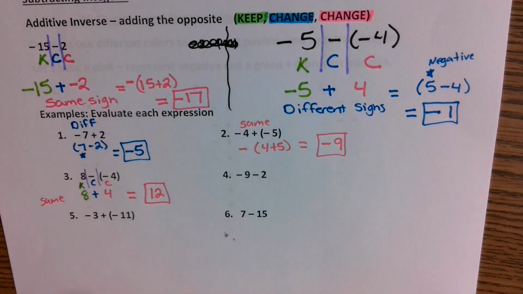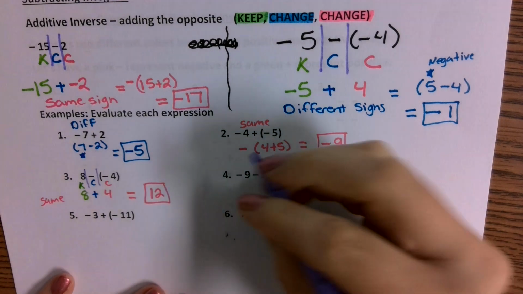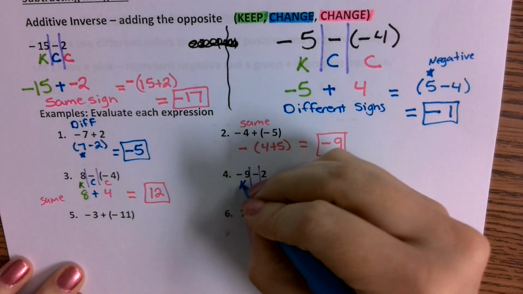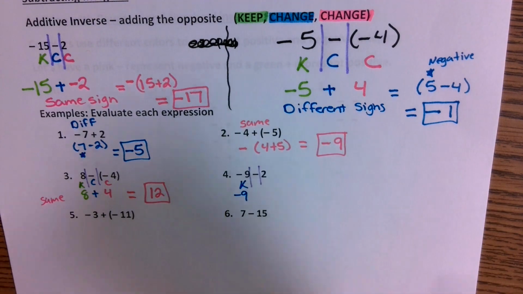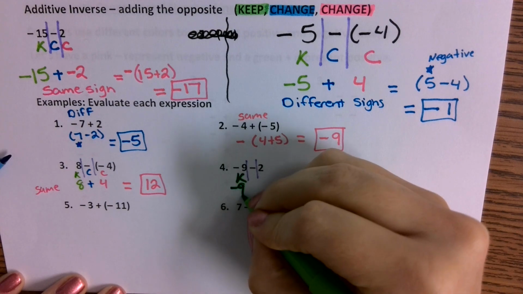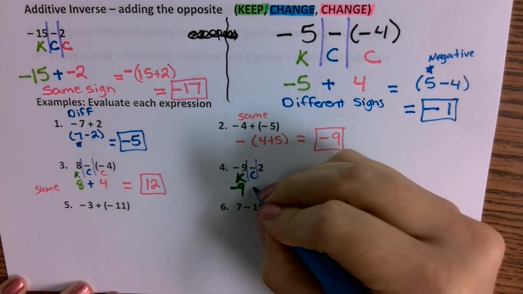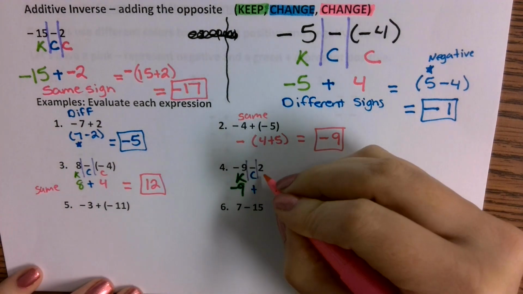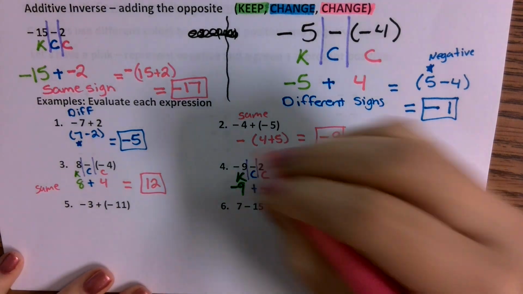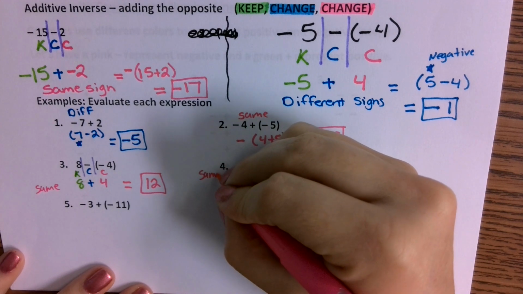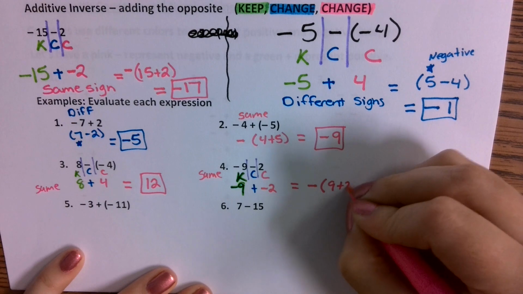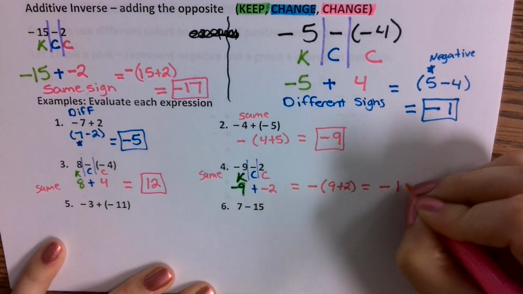Problem number 4, again, they are subtraction. So I'm going to split this into the parts, and I'm going to keep my -9. I'm going to change to addition, and I'm going to change to a -2. So I now have -9 plus -2. Again, these are going to be same signs. So I'm going to keep the negative and just add the 9 and the 2 together, which is -11.